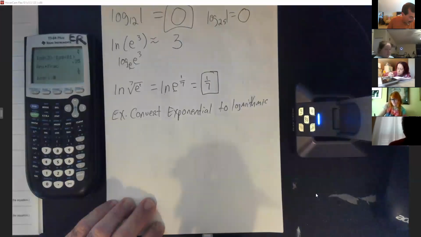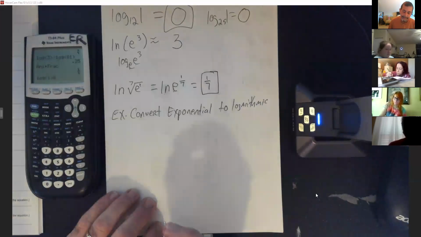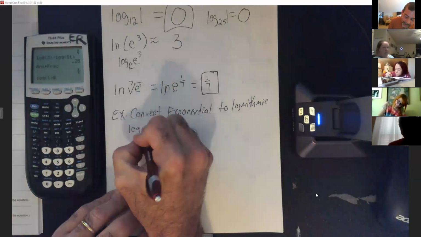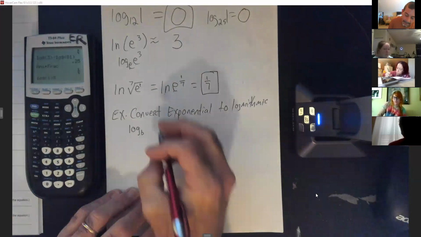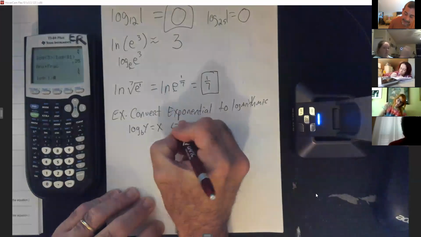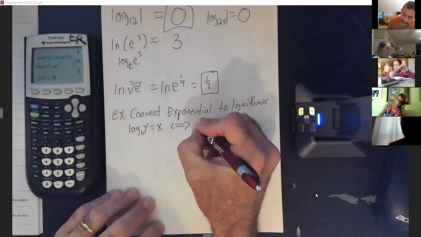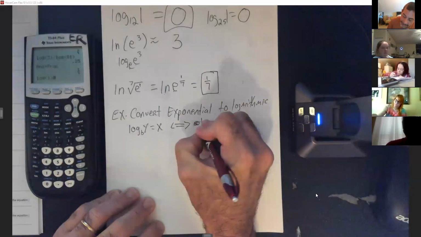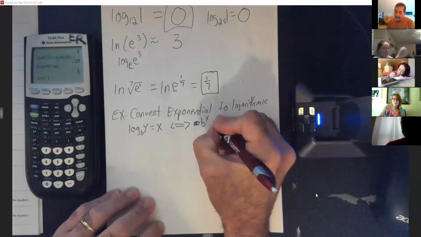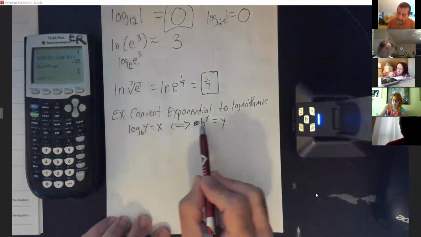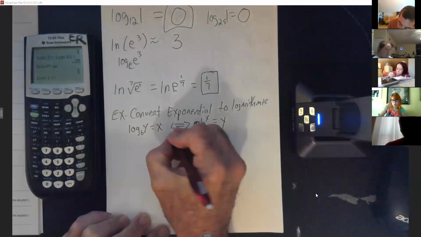So it all goes back to that little definition I gave y'all the other day. Log base b of y equals x if and only if b to the x equals y. So remember, base, exponent equals results, okay? And this double arrow means if and only if.